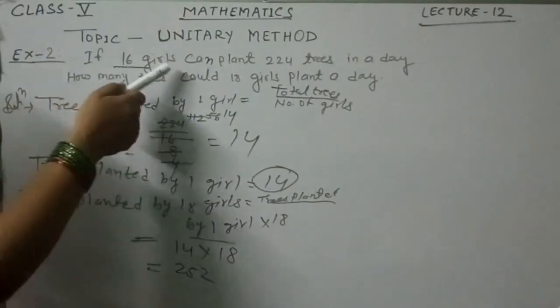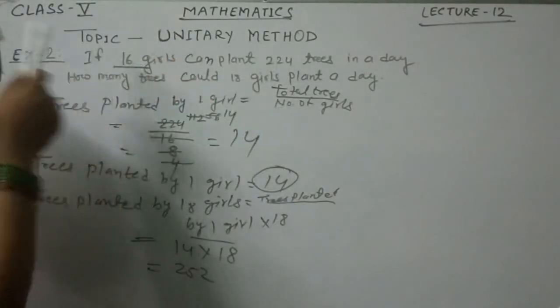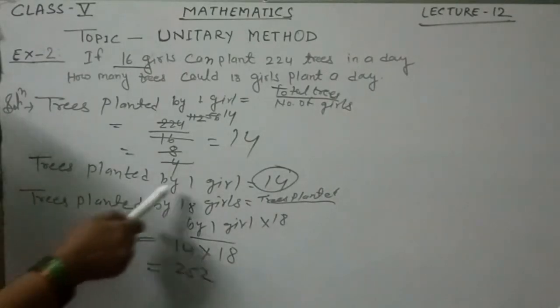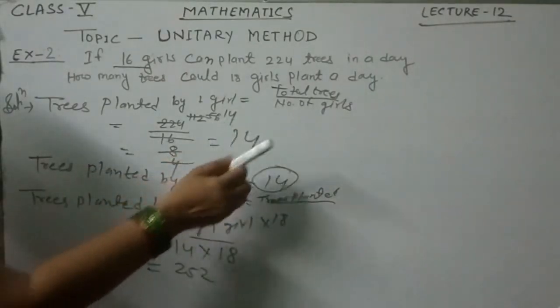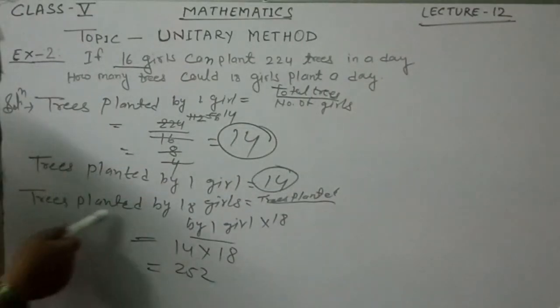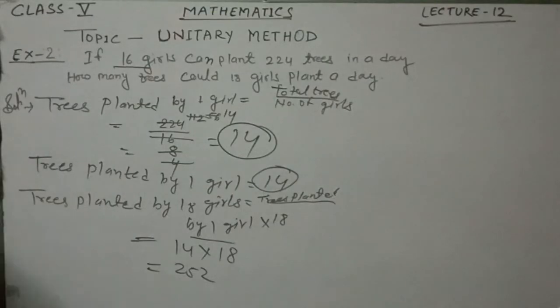Okay. That means what we did here. First we find, here 16 girls can plant 224. Total trees is given, girls is given. First we find how much one girl plants in a day. Then after finding the value for one girl, she plants in a day 14 trees. Okay, and after then we find the trees planted by 18 girls by multiplying both the numbers. That is the process here.